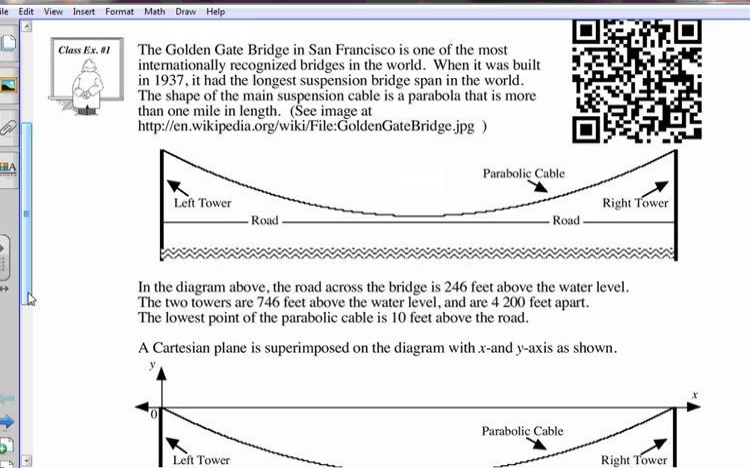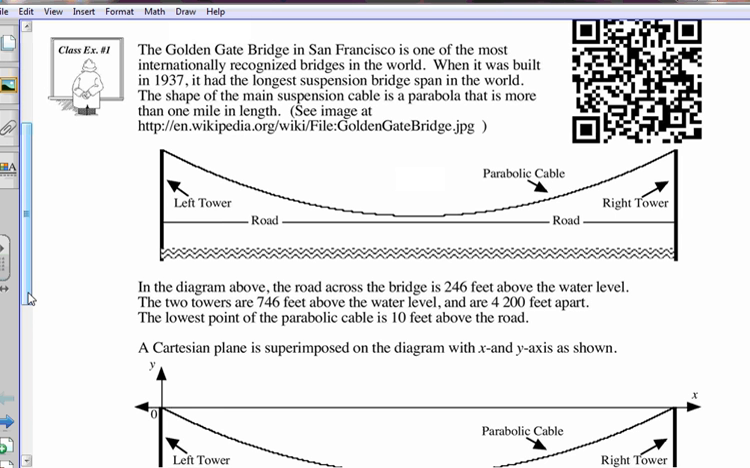But nowadays there are some big, long bridges. Isn't there one that connects Japan and, like, it's the longest bridge. So anyways, moving on.